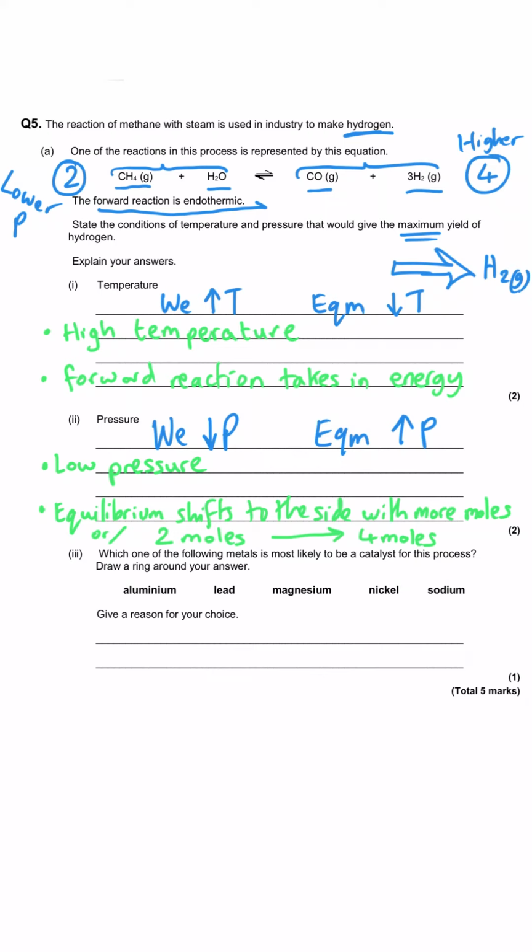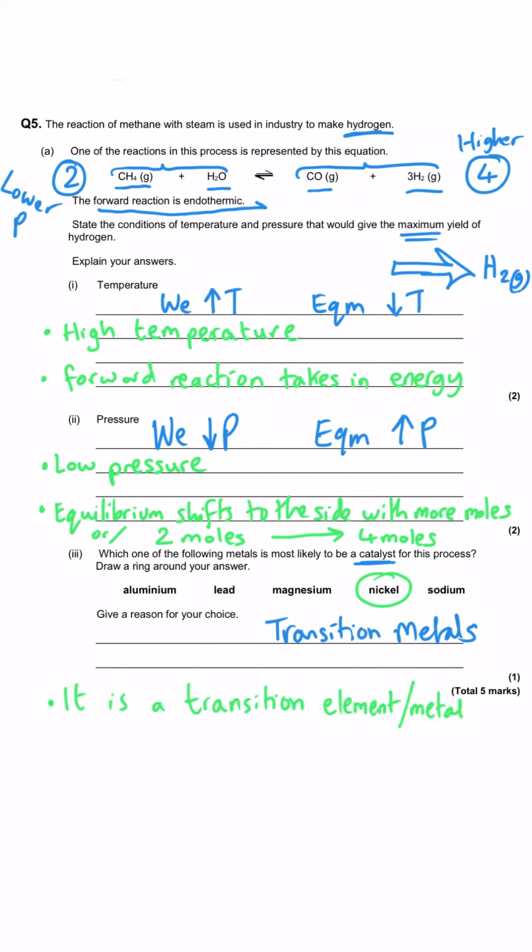And then the final question says, which of the following metals is most likely to be a catalyst for our process? Now, this actually comes from a different topic, the periodic table topic, where we know that catalysts are transition metals, or transition metals make good catalysts. And the transition metal from the selection that we've got is nickel. So our answer would be nickel. And the reason can just be quite simply, it is a transition metal, or it is a transition element.